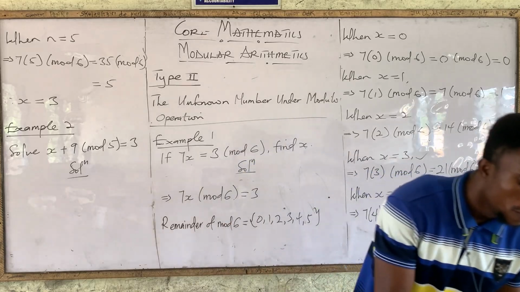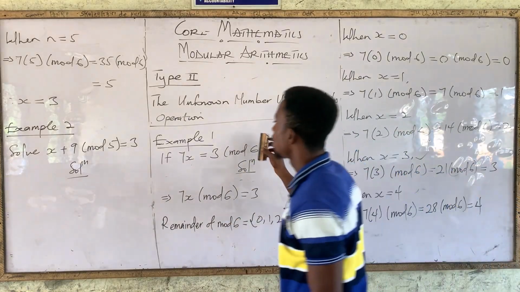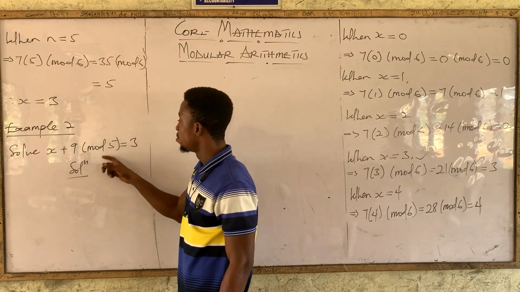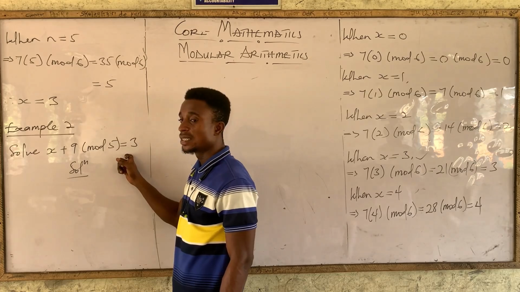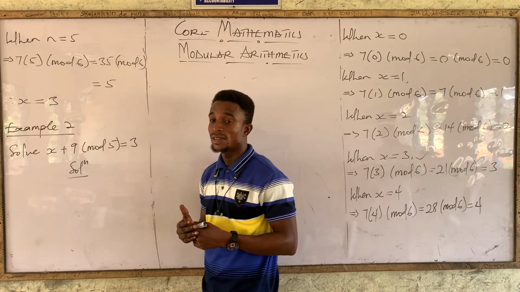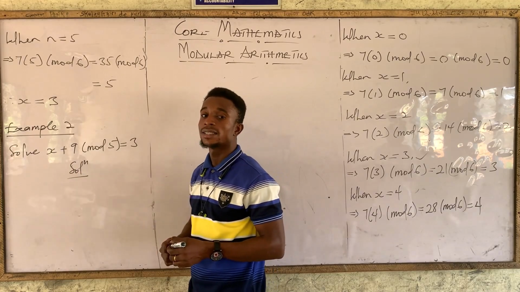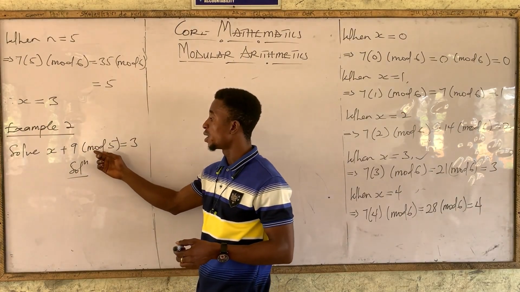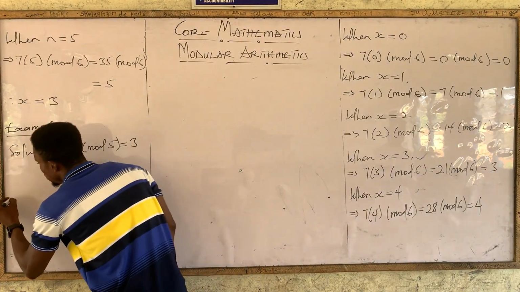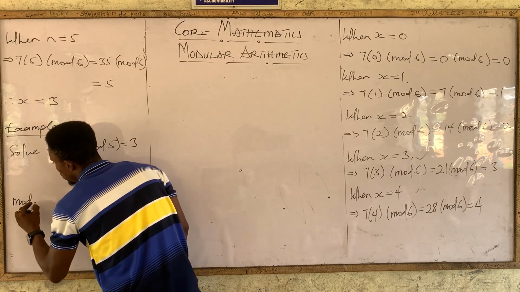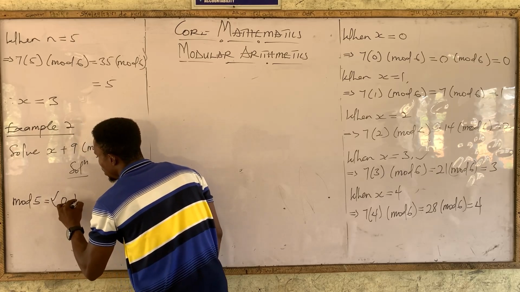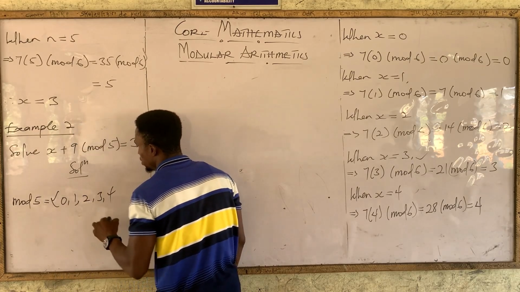So here, what do we do? I'm given this: x plus 9 mod 5 is equal to this. And this one is already in the form that we used to write. Is that not it? And we have to find x. So the modulus is given. So we write the possible remainders. Are you getting that? So we have mod 5, which has the possible remainders 0, 1, 2, 3, then 4.